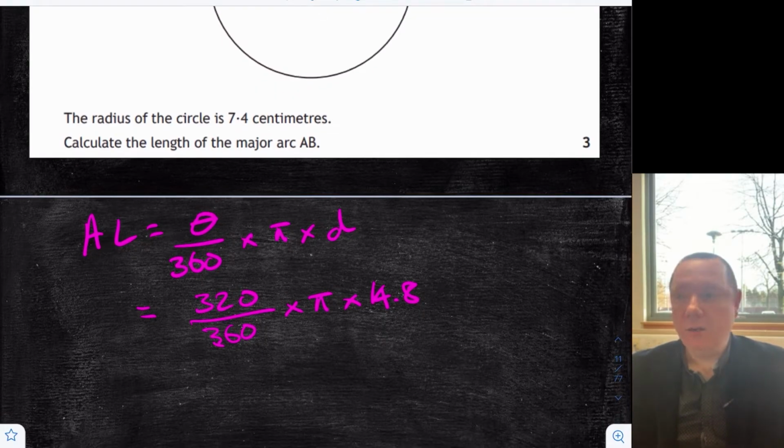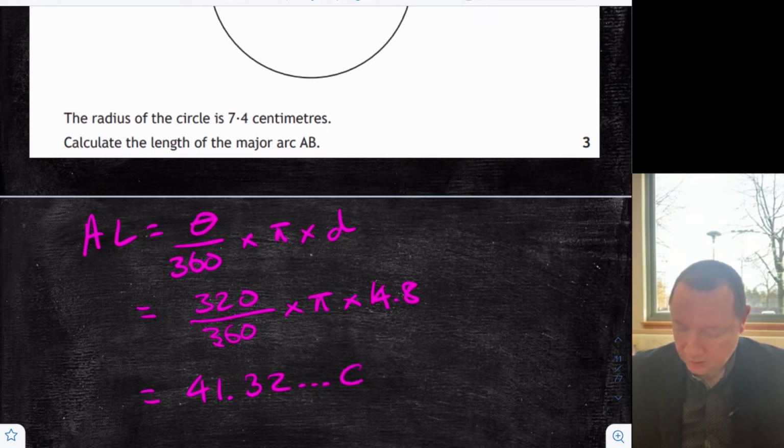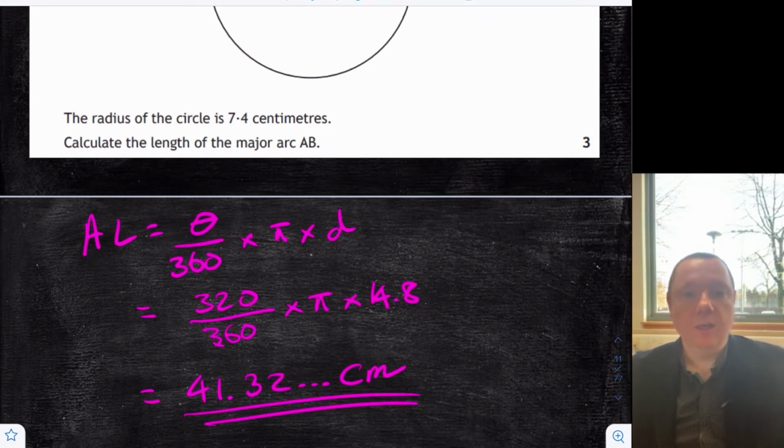Get a mark for writing down our formula. We get a mark for getting our angle, 320 over 360. Our fraction, sorry, 320 over 360. We get a mark for our final answer, which worked out at 41.32 centimetres. And we're done there.